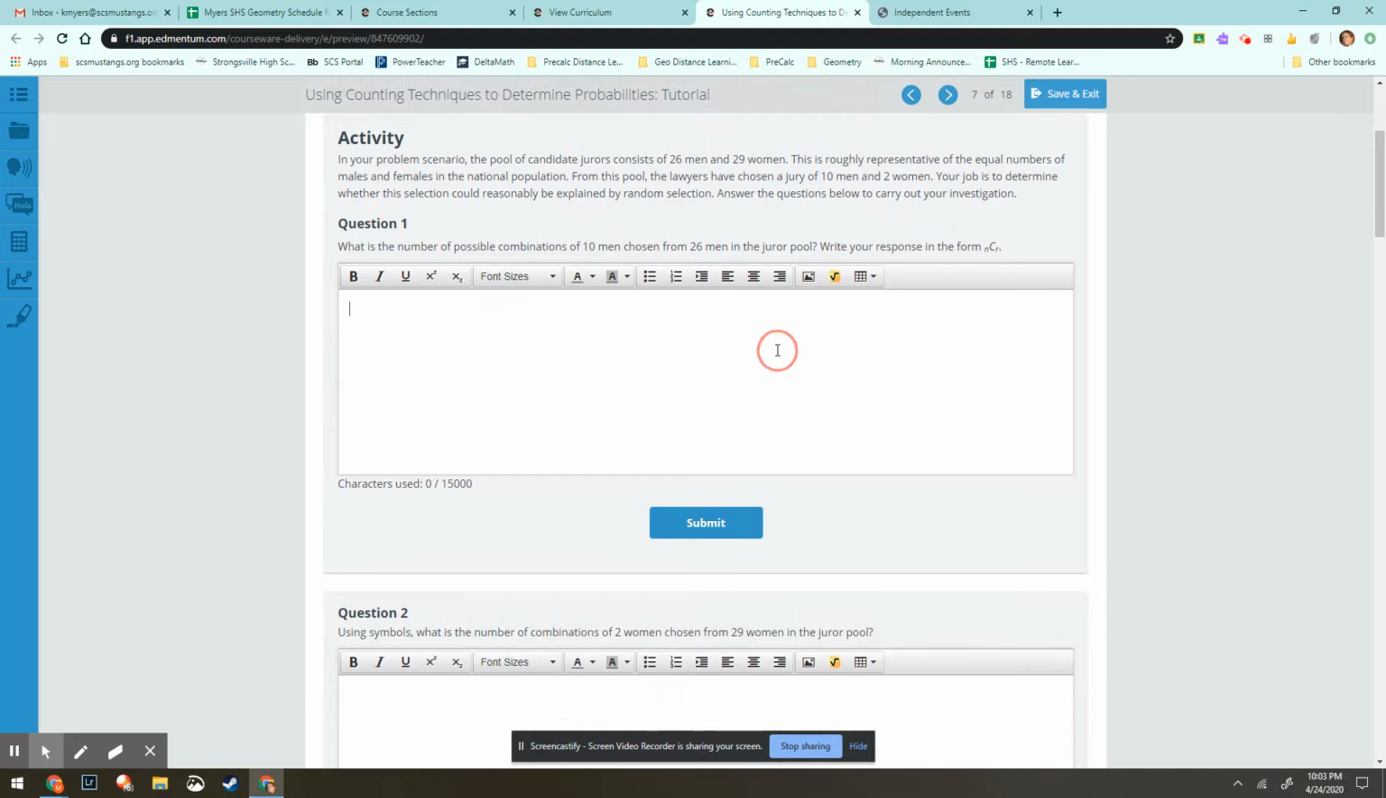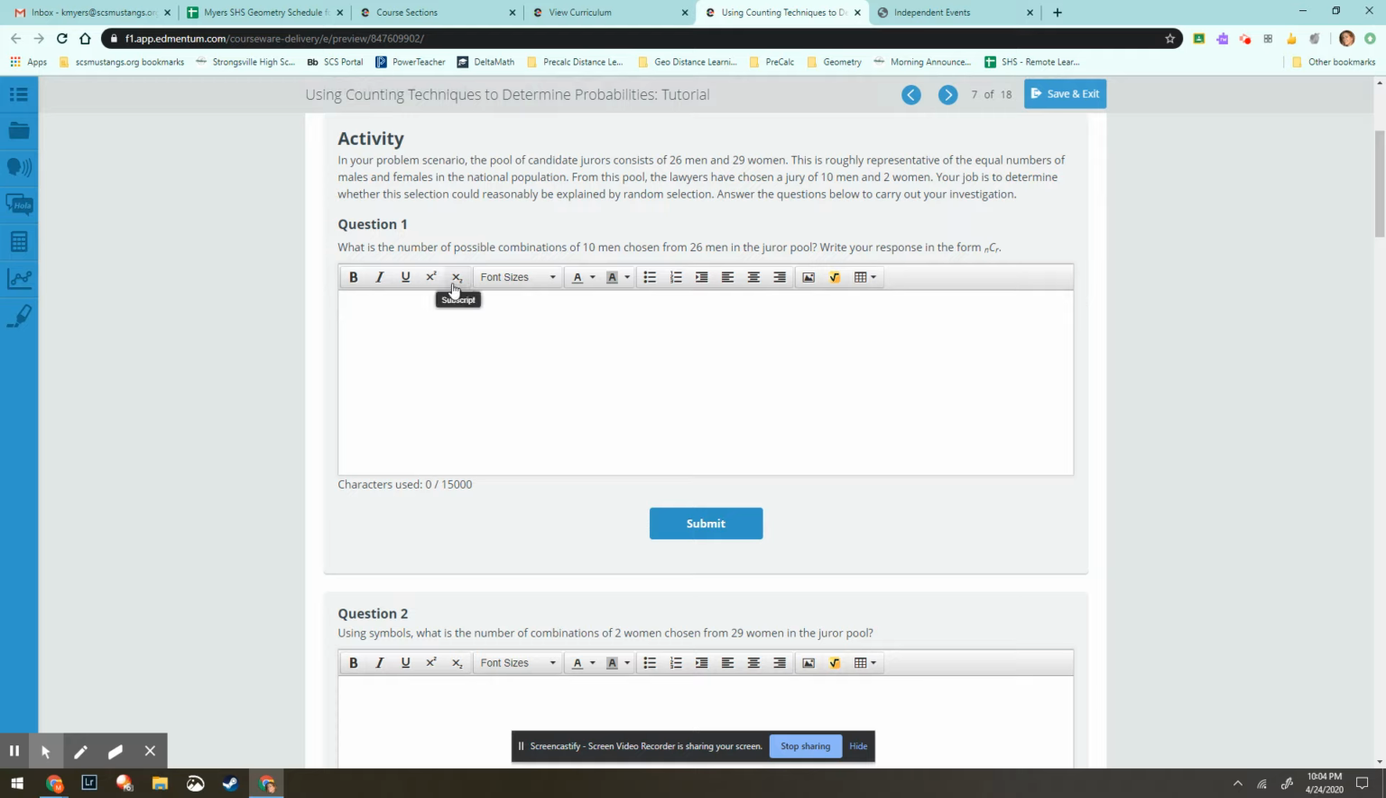In question number 1, we are going to figure out the number of possible combinations of 10 men chosen from the 26 men in the juror pool. We're going to use something called a combination. A combination is how many different possibilities we have when order doesn't matter. When you're picking people for a jury, it doesn't matter what order you pick them in, they're still going to be on the jury. And so we're going to use this form, N choose R.